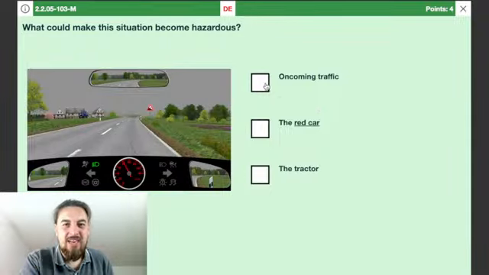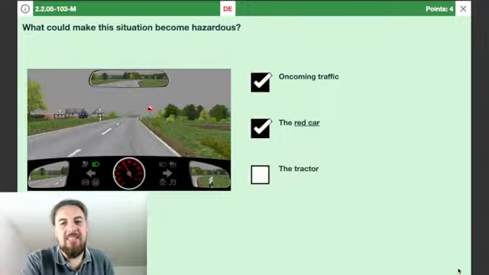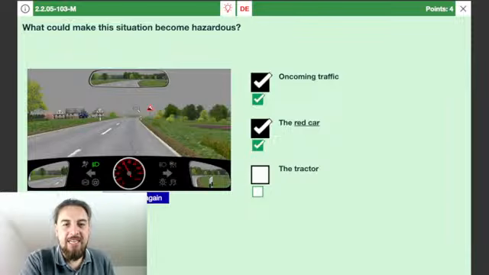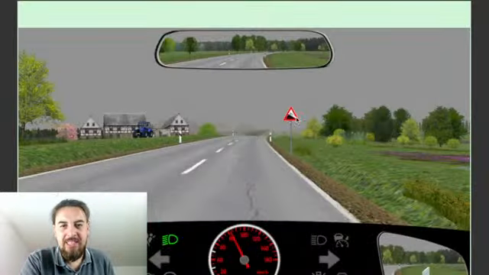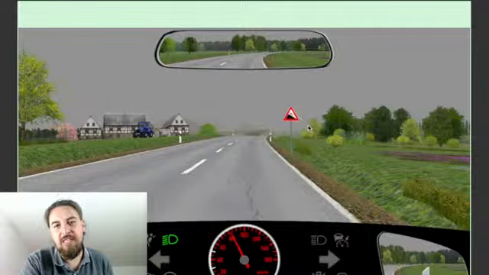The oncoming traffic, the red car, the tractor, oncoming traffic and the red car is the correct answer. Why? Because that sign means that it is going down, yeah?